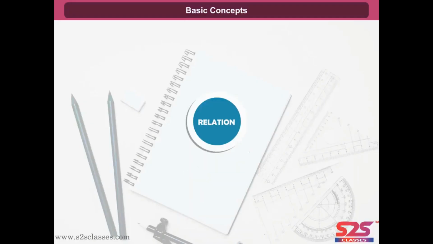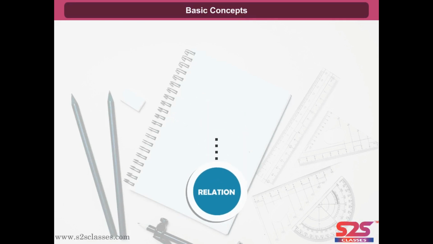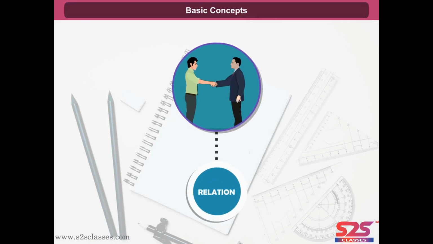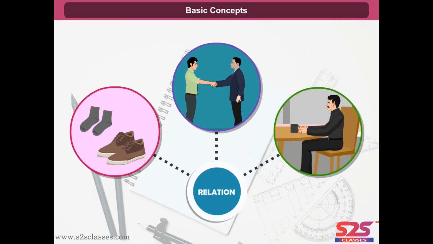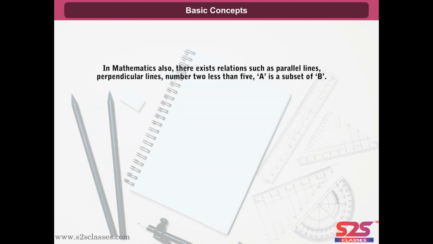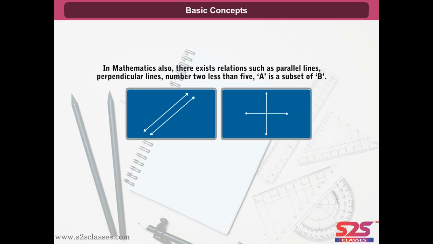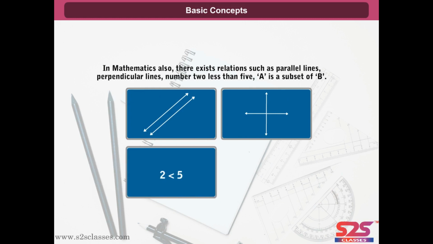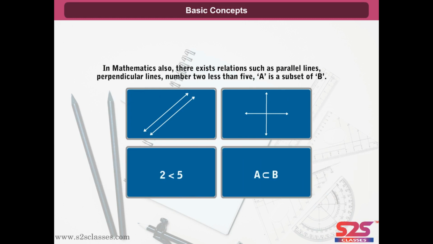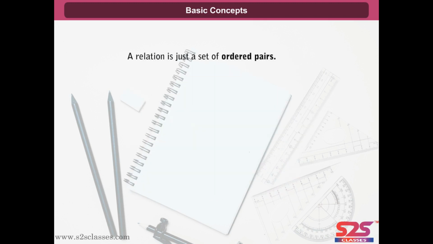Relations and functions. In our everyday life, we come across many relations between people and people, people with objects, and objects with objects. In mathematics also, there exist relations such as parallel lines, perpendicular lines, the number 2 being less than 5, A is a subset of B. A relation is just a set of ordered pairs.